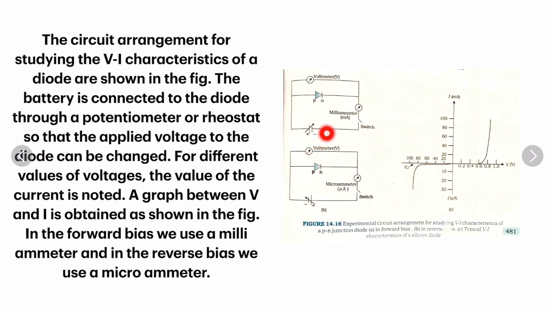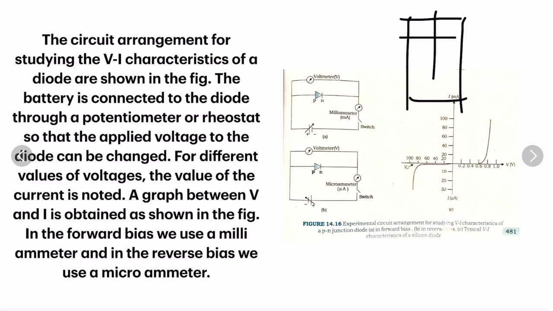For different values of voltages, the value of the current is noted. You have to make a tabular column like this, V versus I. For every value of V, you have to note the current I. And finally, you have to plot the graph as shown here.